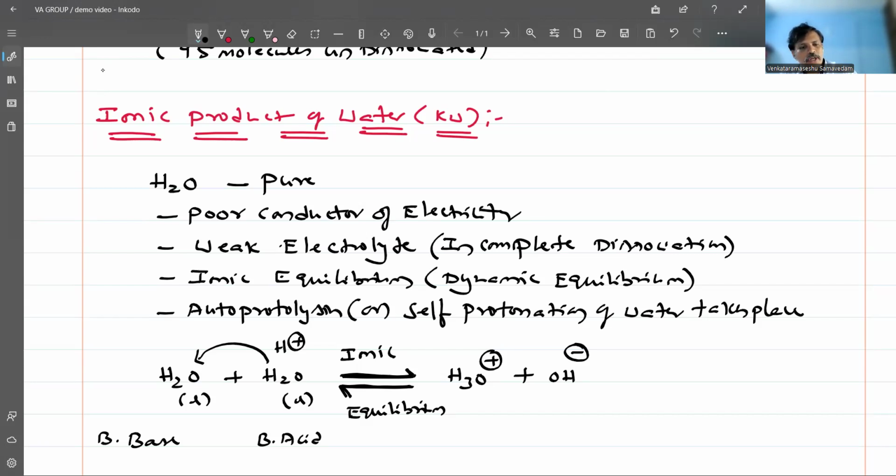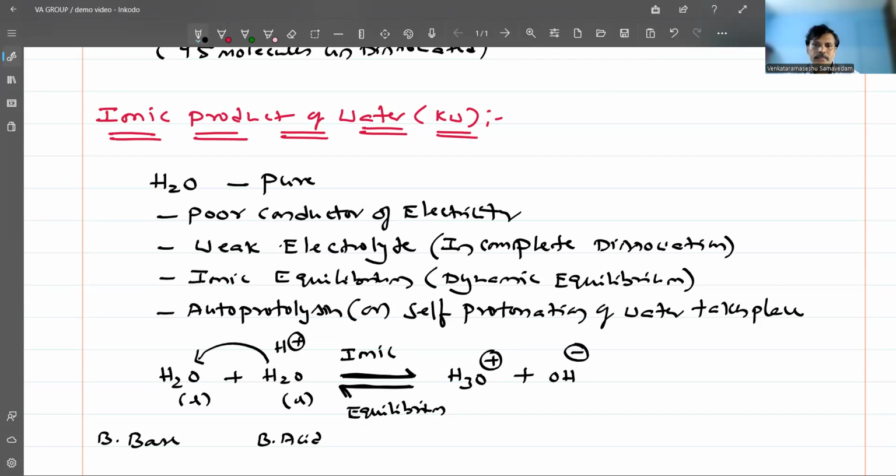When autoprotonation takes place, one water molecule can give a proton and another water molecule can take a proton. Therefore, water can act as both Bronsted acid and Bronsted base because it has an amphoteric nature. Finally, autoprotolysis or self-protonation takes place. Due to this self-protonation, an equilibrium develops, said to be ionic equilibrium in the case of pure water.